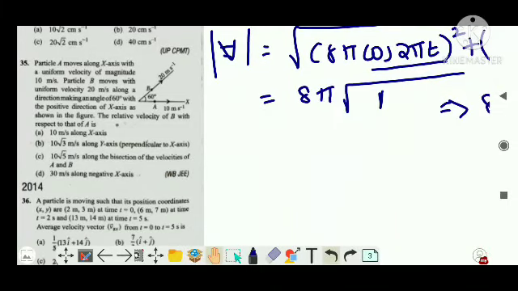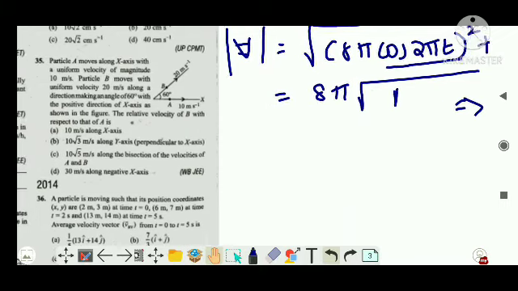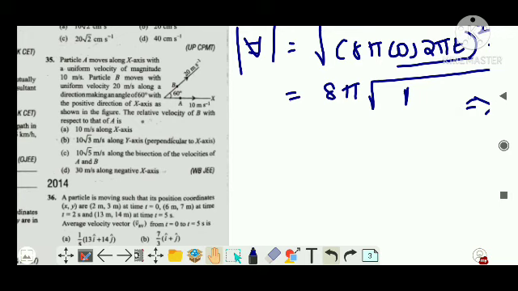A particle moves along the x-axis with uniform velocity. The figure is given, right? The velocity along the x-axis is 10 meter per second. A particle B is moving with uniform velocity 20 meter per second along a direction at 60 degree with the positive x-axis. Now you are asked the relative velocity of B with respect to that of A. Clear? That means you have to write them in components. Right?